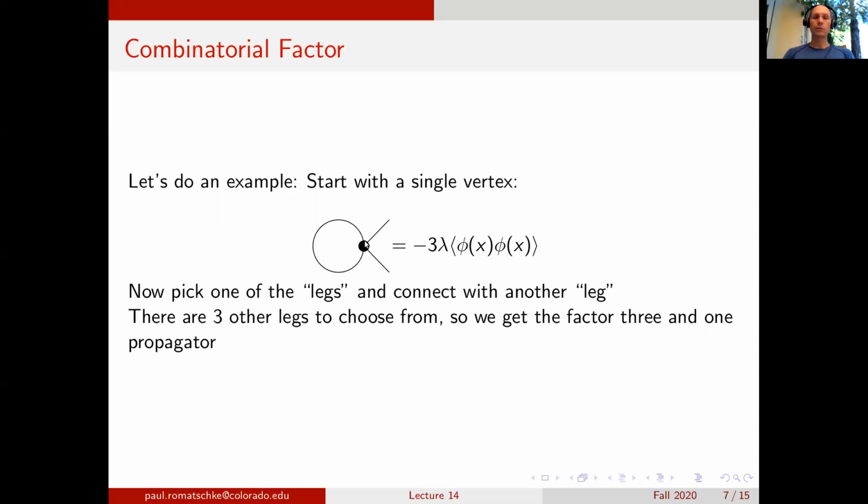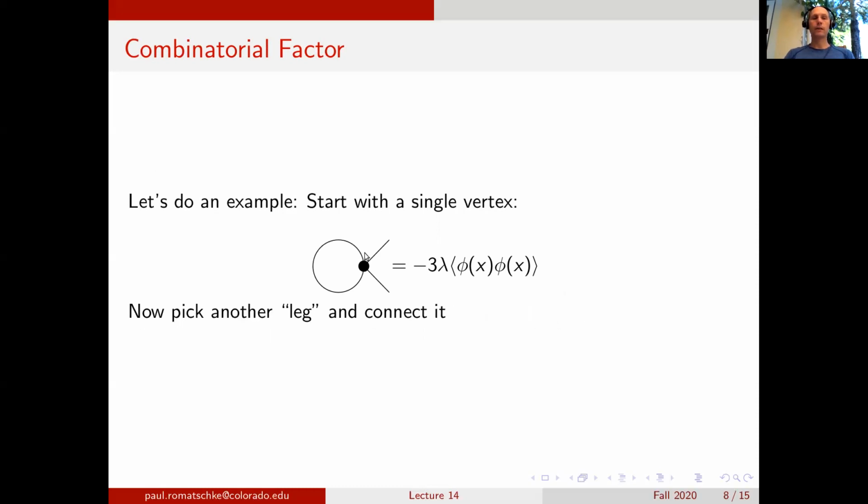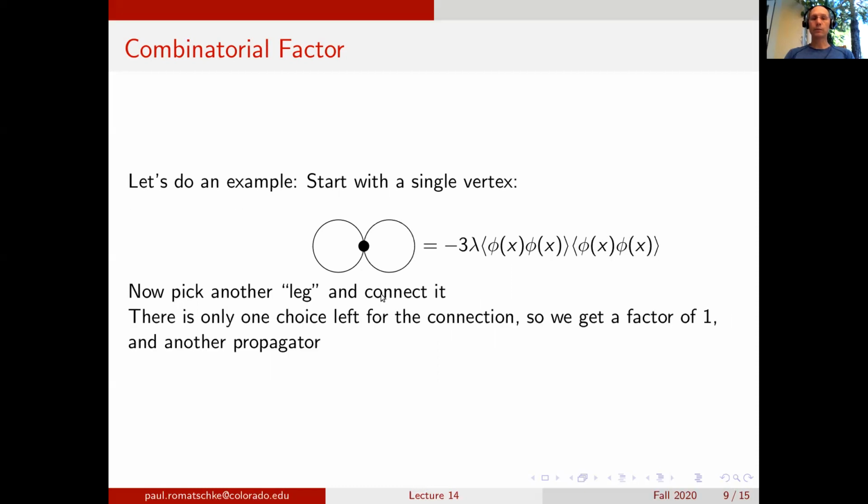Also, because we've closed the loop, we now have a line, and the line corresponds to a propagator that closes onto itself. So we have phi of x that represents this loop here. Once we are at this stage, we pick another leg, let's say this one, and we connect it with another leg in the diagram. There's only one left. If we do that, we get a second loop. And since there was only one other leg that we could connect the leg that we picked, there's just a combinatorial factor of 1. So we just get another propagator. So then this diagram here represents -3 lambda times propagator and another propagator.